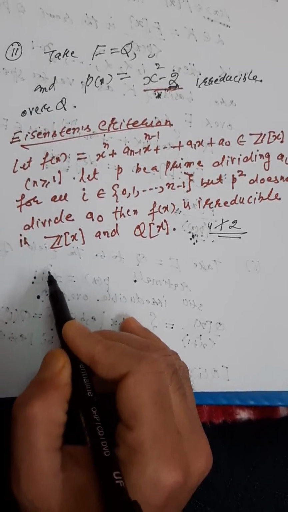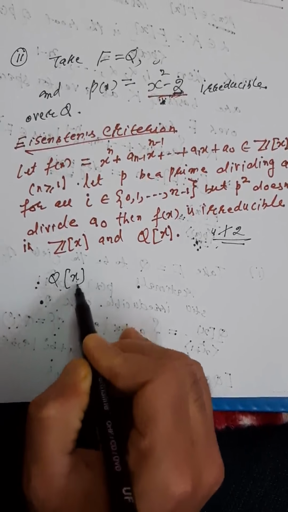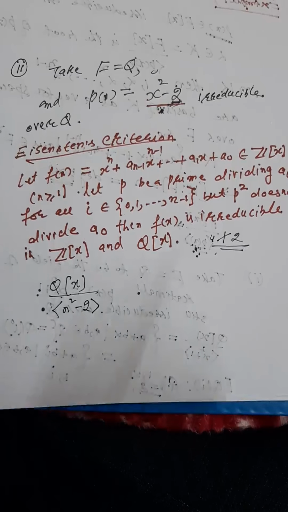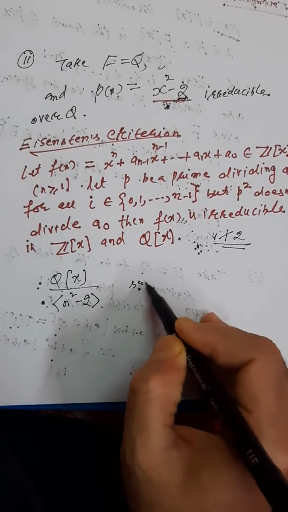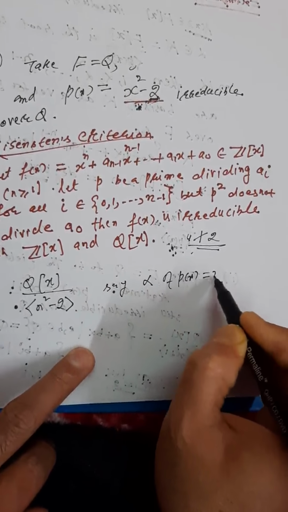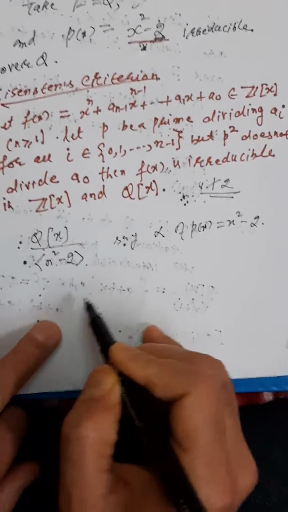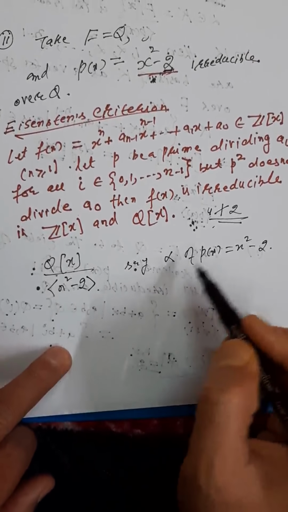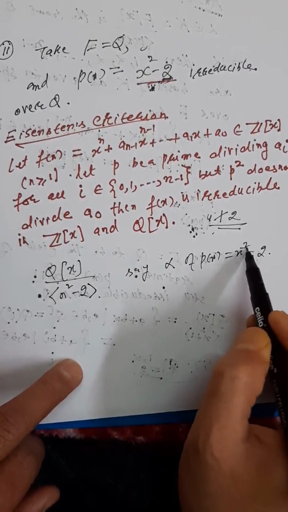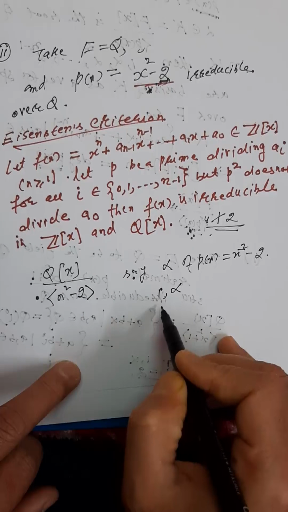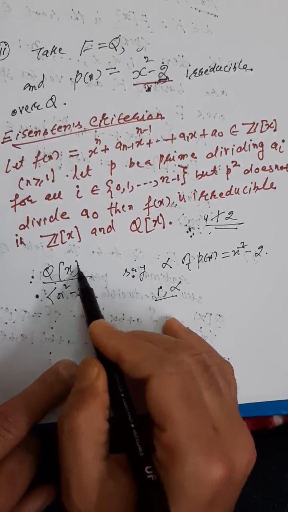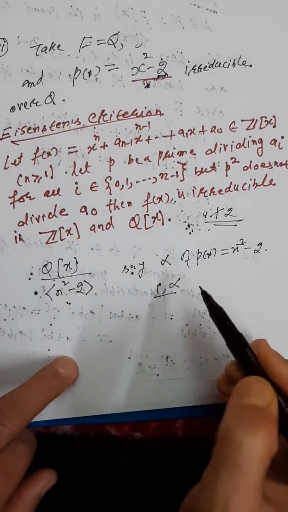So what is that extension field? It would be nothing but Q[x] over the ideal generated by x² − 2, containing a root, say alpha, of p(x), which is x² − 2. If alpha is a root of this polynomial, then by the above theorem, since this polynomial is of degree 2, 1 and alpha form a basis of this extension as a vector space over Q.